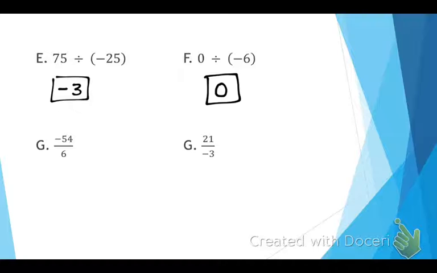Who wants to do problem G for me? Peyton, negative 54 divided by 6. Okay, very good. We know that the answer has to be negative because there's only one negative number. The correct answer is negative 9. Emma, 21 divided by negative 3. It'll be a negative because there's only one. Very good. There's only one negative, so you do want it to be negative. And then 21 divided by 3 is 7, so it's negative 7. You are correct, negative 7. Any questions on problems A through G?